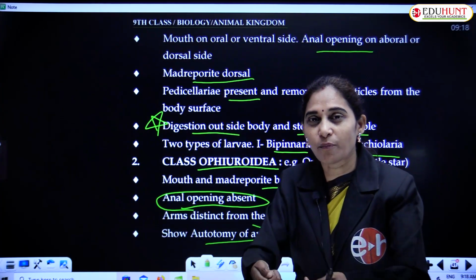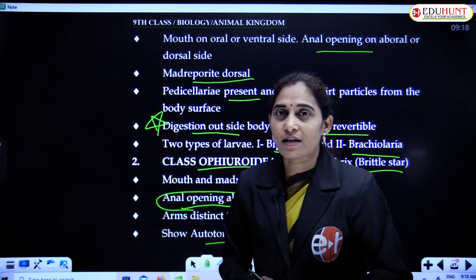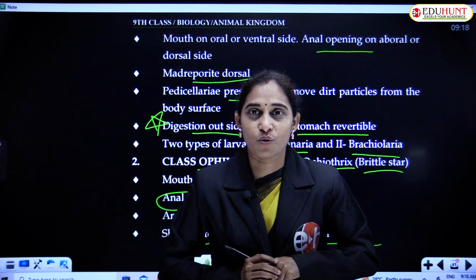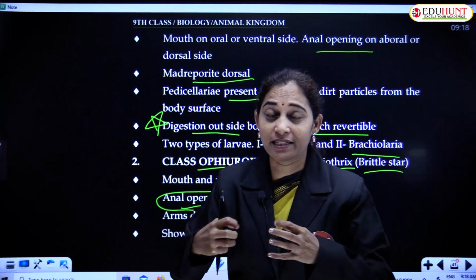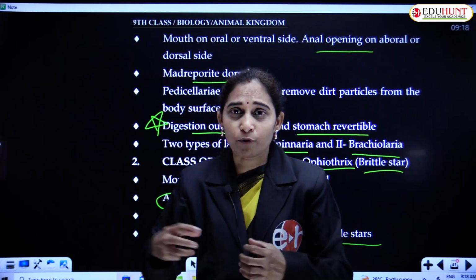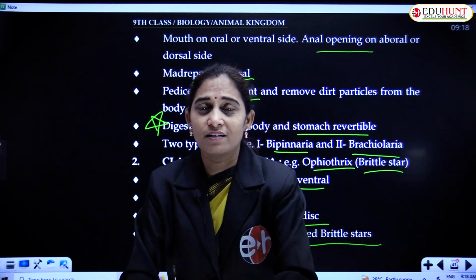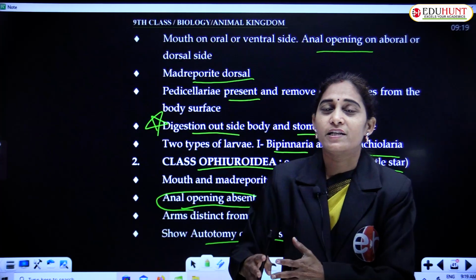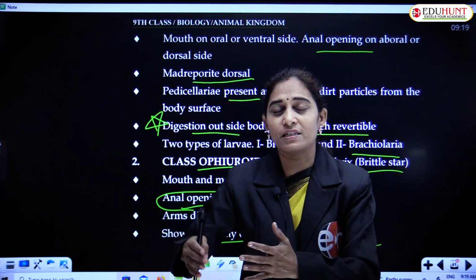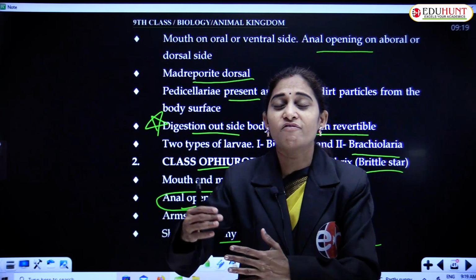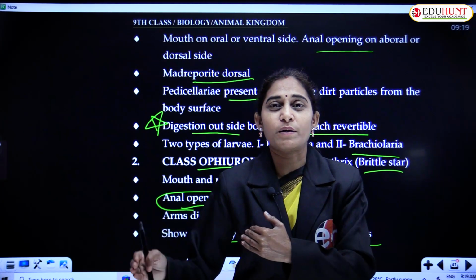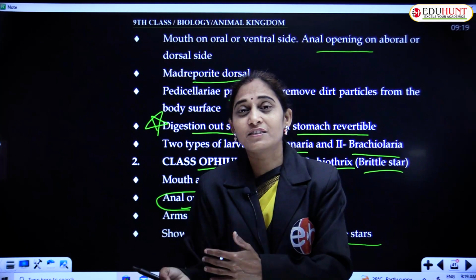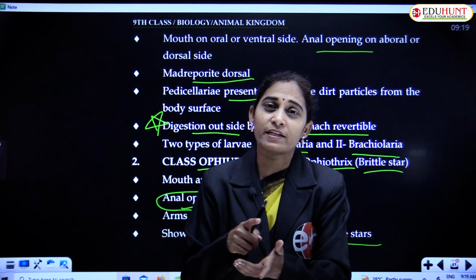Brittle means it breaks easily. So autotomy is a kind of regeneration and defensive mechanism they show. If any predator or enemy approaches and catches this animal, the brittle star immediately shows autotomy. That means it immediately does what we call self amputation. It removes that body part caught by the enemy, and it has regeneration power. The lost body part can be regenerated.